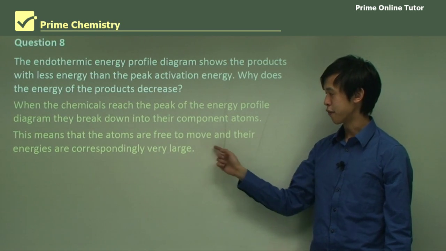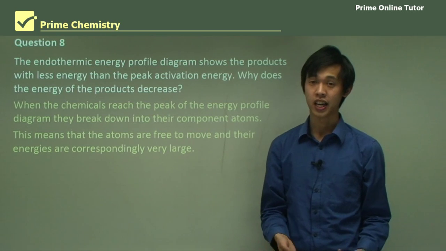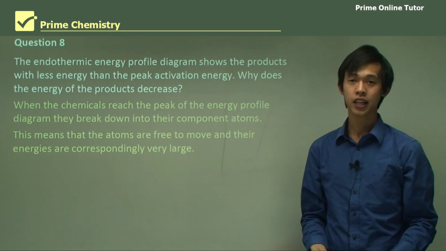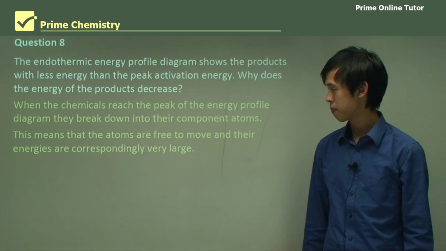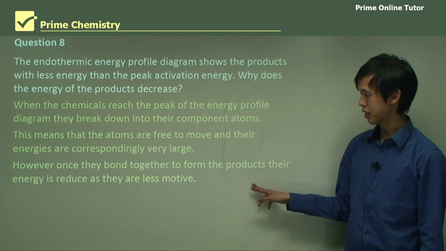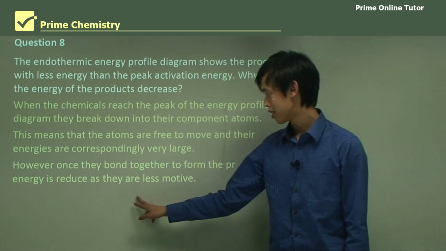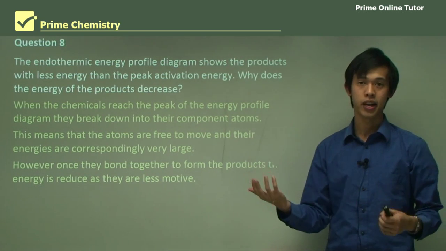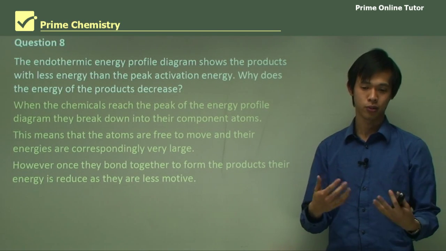This means that the atoms are free to move, and their corresponding energies are very, very high. Because they're free, their energies can be really high, because their reactivity is really high and they can move around a lot. However, once they bond together to form the products, their energy is reduced as they are less mobile. Also, when they bond, they release some energy. Maybe not much, but a little bit, because that's what happens when you form new bonds.